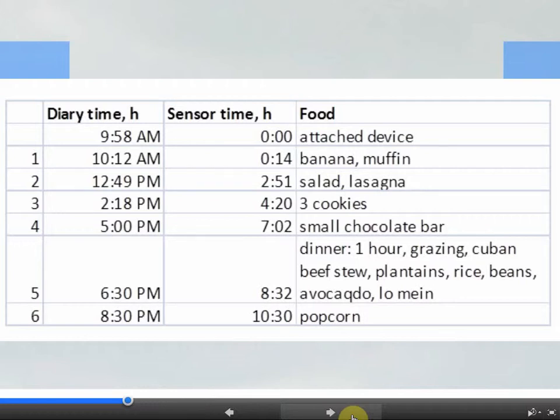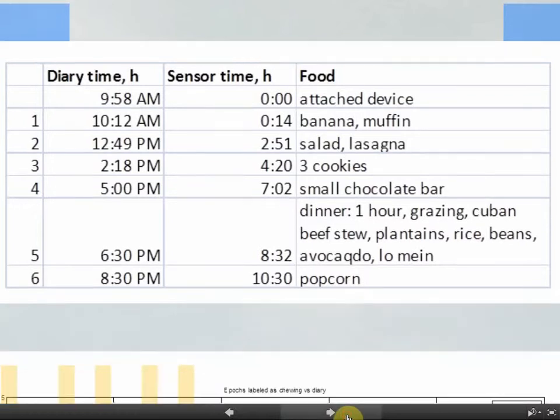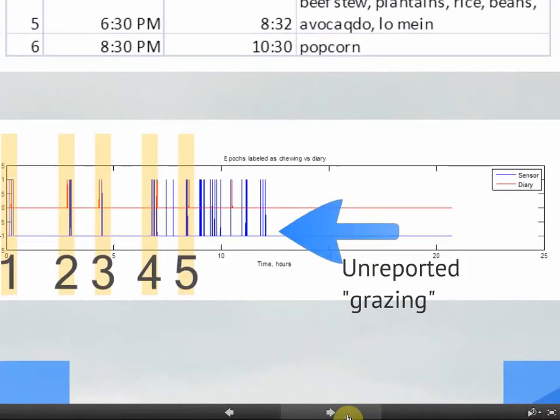And then he compared what they said they were doing with what the sensor said they were doing. And this is what happened. This part here, the blue, is what the sensor's detecting. The red is what they reported. And you can see there's a lot of blue over here and there's no red.